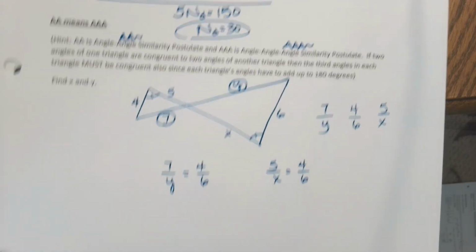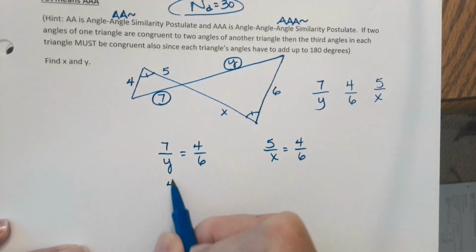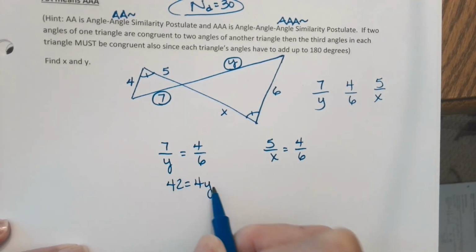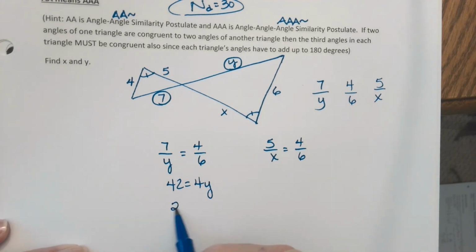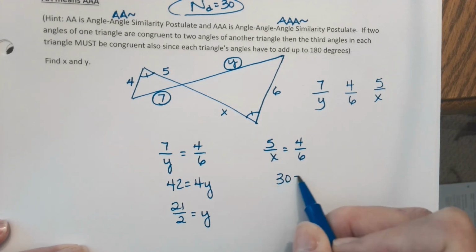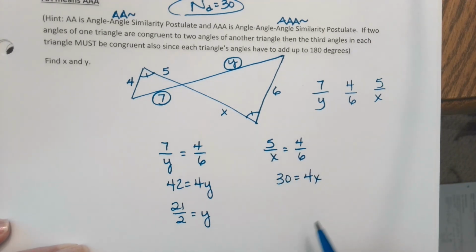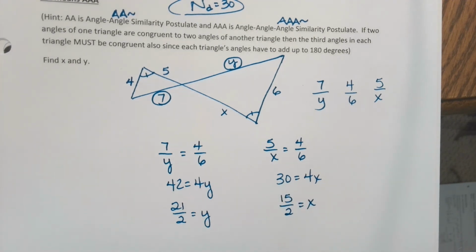So these would be the two proportions that you could write. So this is 42 equals 4y. So divide both sides by 4 and reduce it, and you'll get 21 over 2. Or here you get 30 equals 4x. Divide both sides by 4 and reduce it, and you'll get 15 over 2. I hope that's helpful.